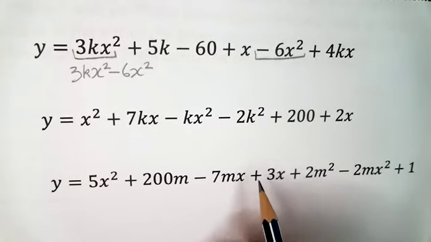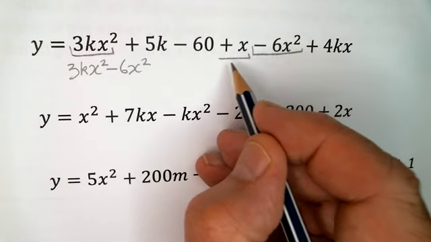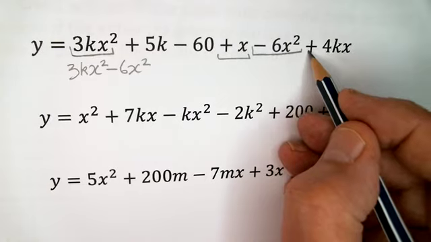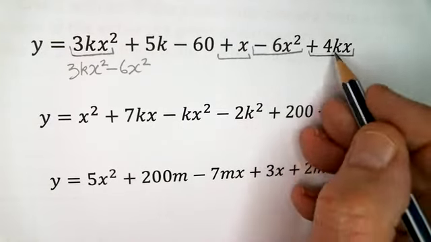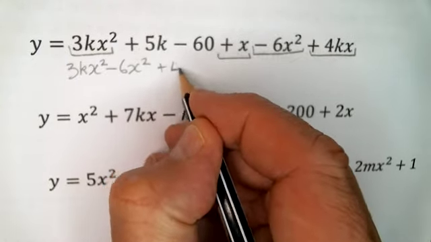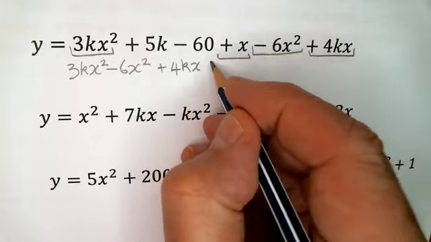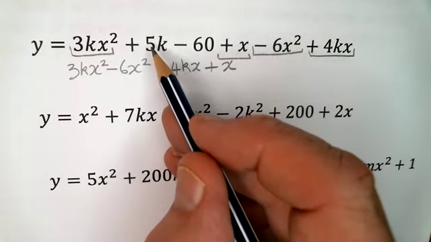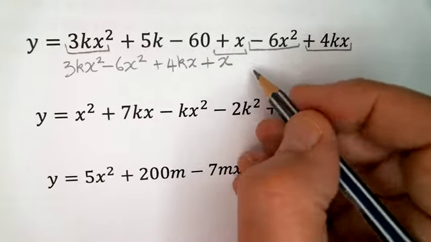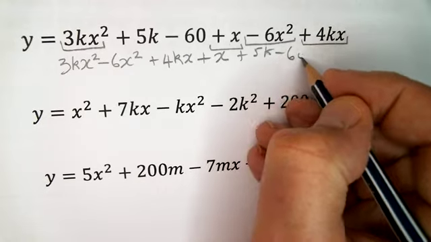Then we're going to have x values. Where are my x values? Well, there's one x value here, and my other x value is here. Both of them have got an x in. So I'm going to start with my 4kx. I'm going to go plus 4kx. And over here, I've got a plus x. There it is. Next, though, I've got the last bit, which is a 5k minus 60. So I'm going to put plus 5k minus 60.